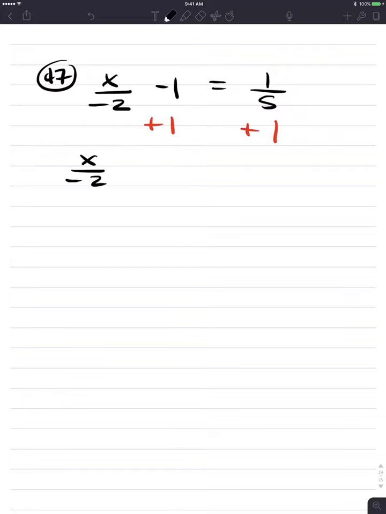Number 47. X over negative 2 minus 1 is 1/5. To undo the subtraction of 1, I'm going to add 1 to both sides. We end up with x over negative 2 is 1 plus 1/5. On the right side of our equation, we have some work to do. We're going to have to add 1 with 1/5.